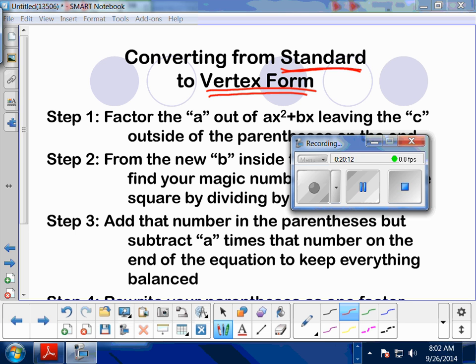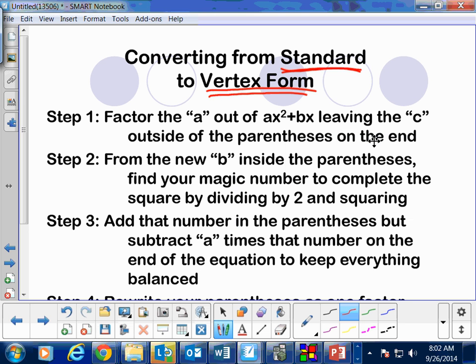And we're back. Now, this is what we're going to do. First of all, we're going to factor out the a from the ax squared plus bx, leaving the c outside the parentheses. So what are we talking about?